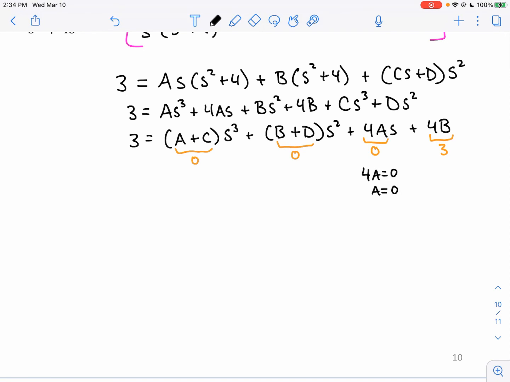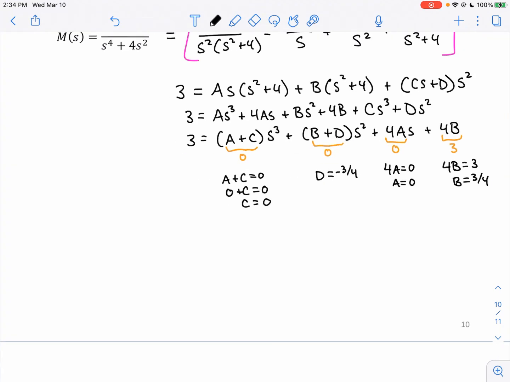Okay, that tells me that, let's look at this first one now. a plus c has to be 0. We know a is 0. So that means c has to be 0 too. Now we have 4b must be 3. There's another easy one to go after. 4b is 3, so b is 3/4. And we know that b plus d have to be 0, so that tells me that d has to be negative 3/4. And this gives me what I need.